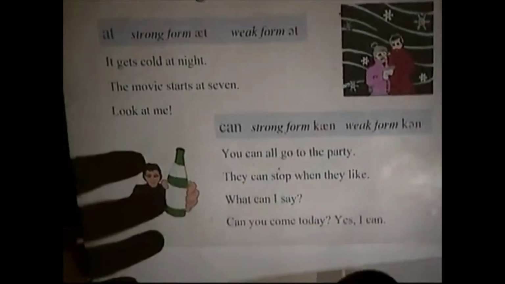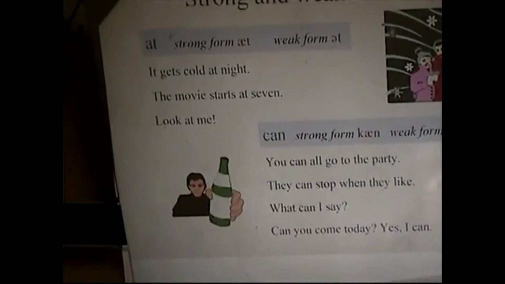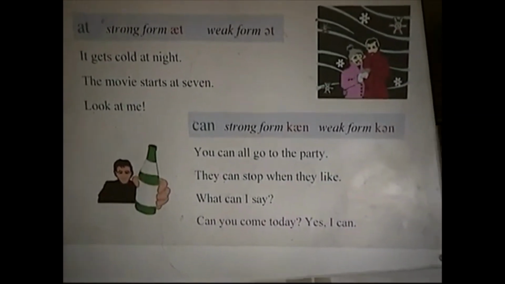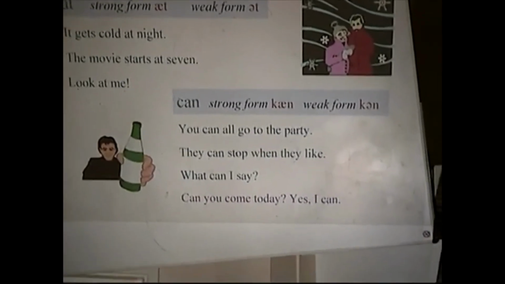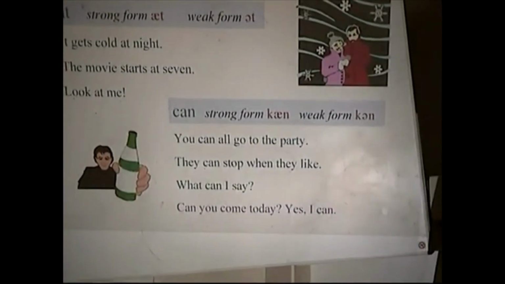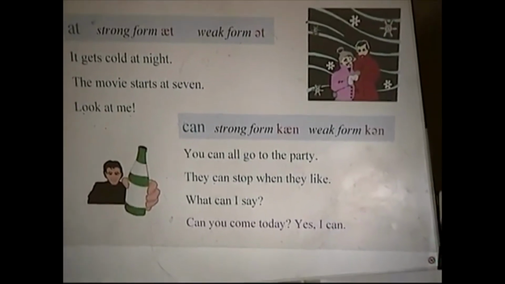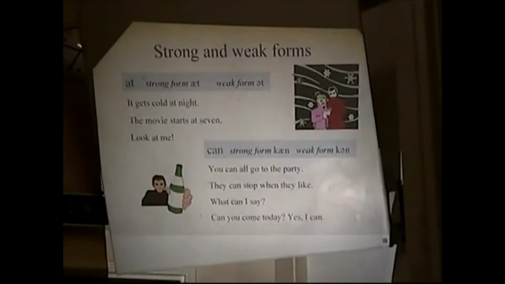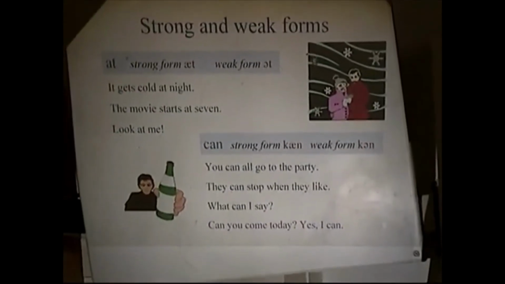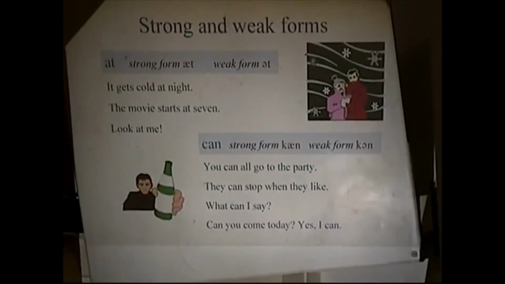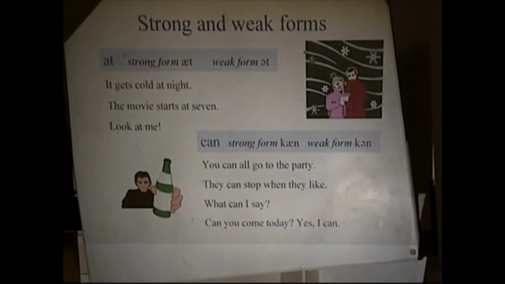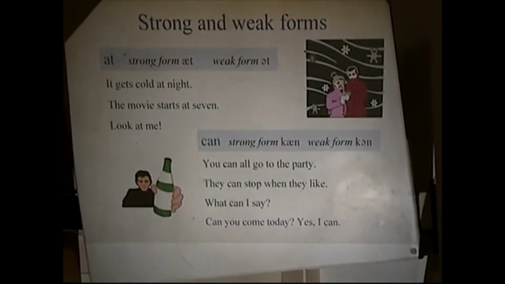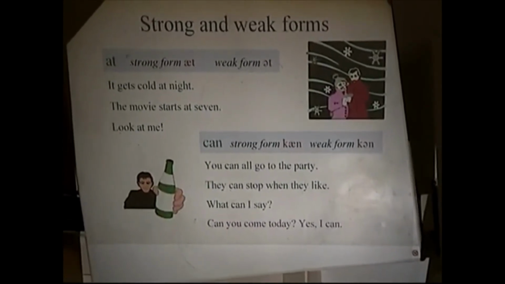Here on the screen we've got the words at and can, as typical examples of function words that have a strong form and a weak form. The strong form is "at", the weak form is "at". We say the strong form when we stress this word for some reason. But of course we don't usually stress it. It's a function word. It gets thrown away in the middle of a sentence. We say, it gets cold at night. Cold at night.